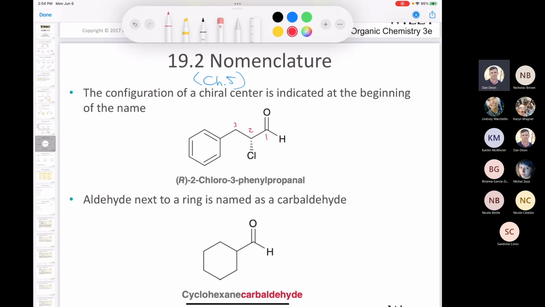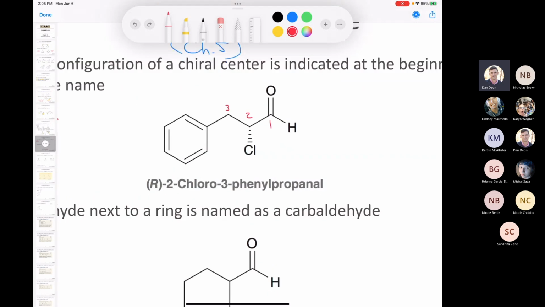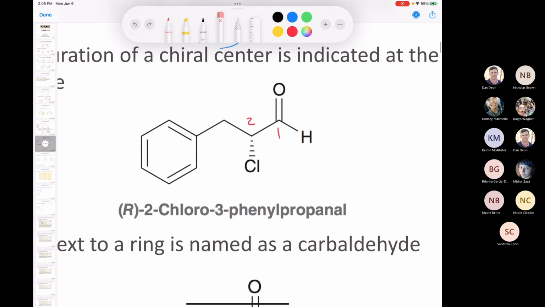Instead of propane, you have propanal. So propane, you drop the E and you get propanal. And then the stereochemistry here is R. Let's review to make sure it's correct. We have our hydrogen atom coming out in front. The chlorine is our highest priority. The hydrogen is last. This is second.